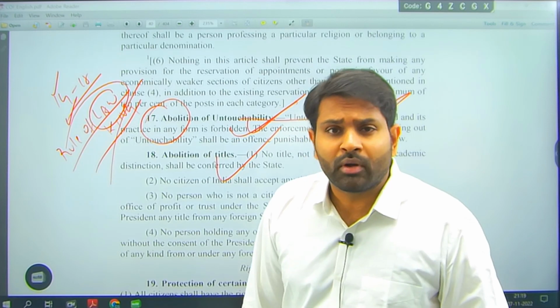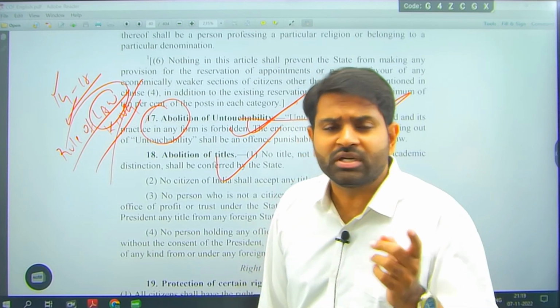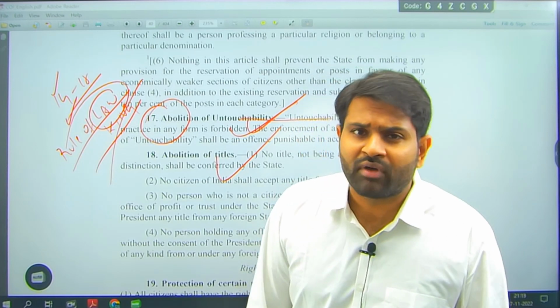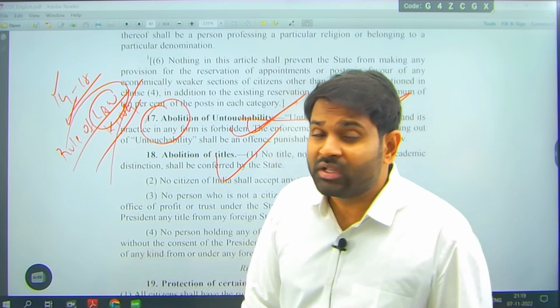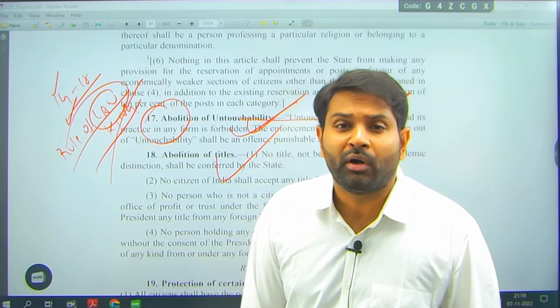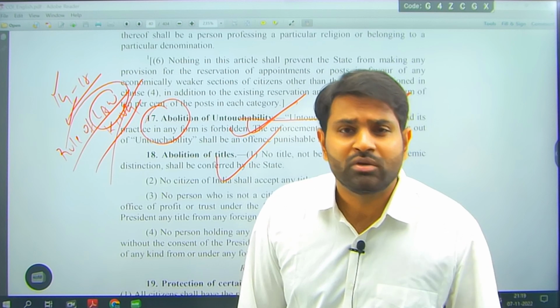Article 16 is talking about opportunities, positive discrimination in opportunities. Article 18 is talking about abolition of untouchability. Sorry, Article 17 is talking about untouchability. Article 18 is talking about abolition of titles. One should not have any title.